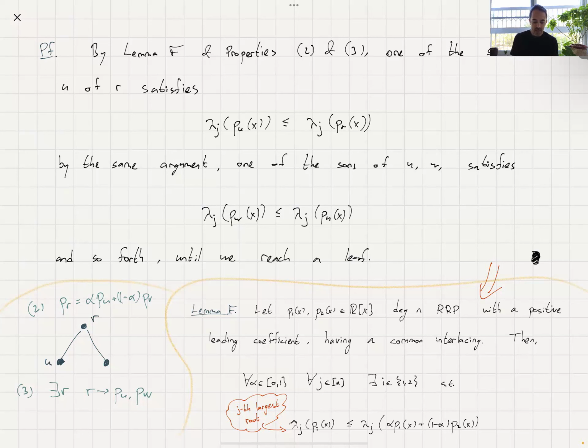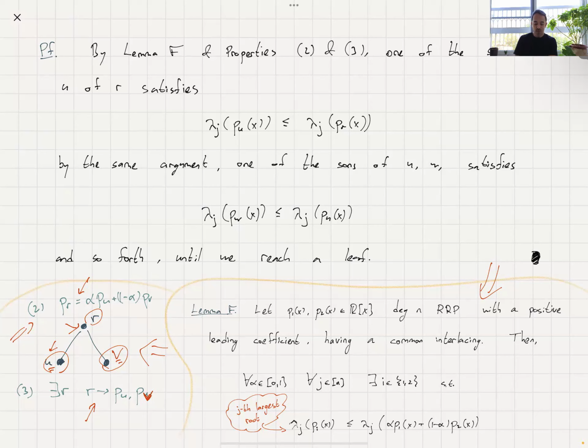Okay, and I also want to remind you of properties 2 and 3 that we just had in the definition of the tree that we are looking at. So right, let's start at the root. If this is the root and this is u, and maybe here you have some other vertex v, then we know two things. Property 2 tells us that the polynomial associated with the root is a convex combination of the polynomials corresponding to u and v. That's this thing. And property 3 tells us that the polynomials corresponding to u and v have a common interlacing.